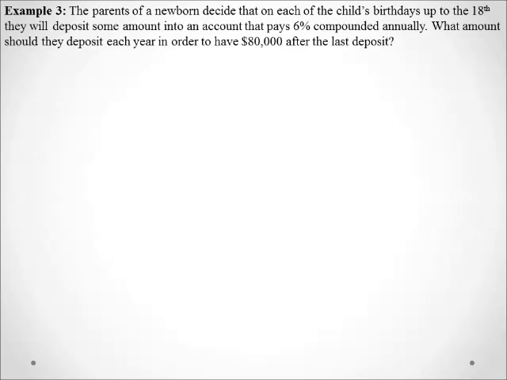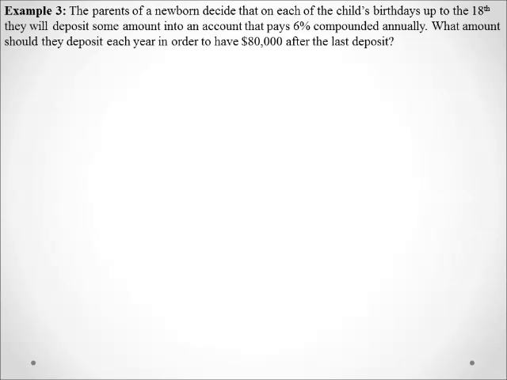Okay, we'll try something a little different here. The parents of a newborn decide that on each of the child's birthdays up to the 18th, they will deposit some amount into an account that pays 6% compounded annually. What amount should they deposit each year in order to have $80,000 after the last deposit?